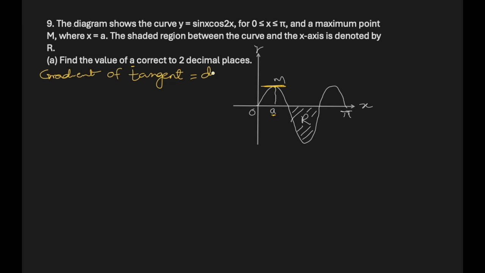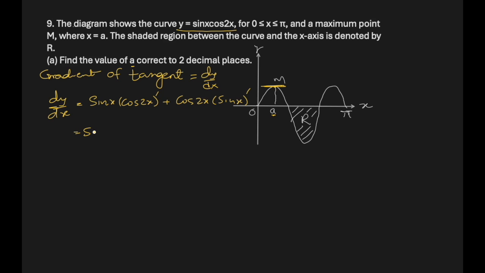dy over dx. That means I have to differentiate this equation. I'll get dy over dx equal to sin x and cos 2x multiplying, so we'll use the product rule. It will be sin x remains sin x, but cos 2x is differentiated. Then cos 2x remains the same, but sin x is differentiated.